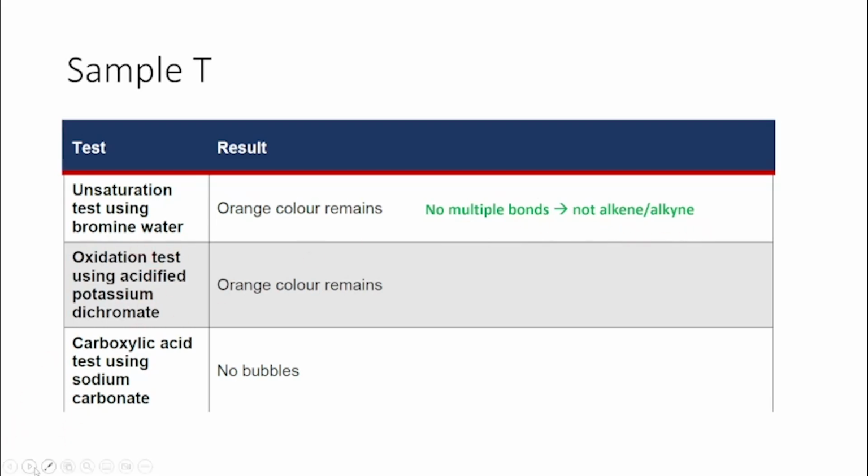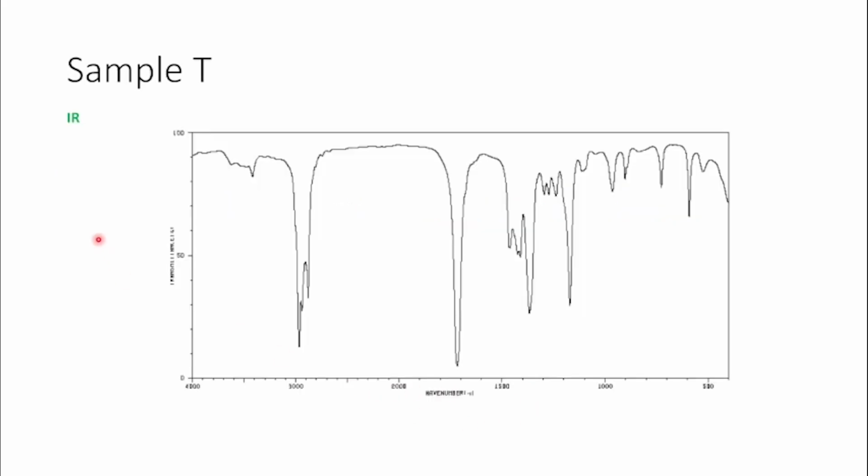When we do the oxidation test, the orange colour remains. This means that there's no oxidation in our molecule, so we probably don't have a primary or secondary alcohol or an aldehyde functional group. And when we try the carboxylic acid test, we don't see any bubbles, which means there are no carboxylic acid functional groups. The next thing I look at is always the IR.